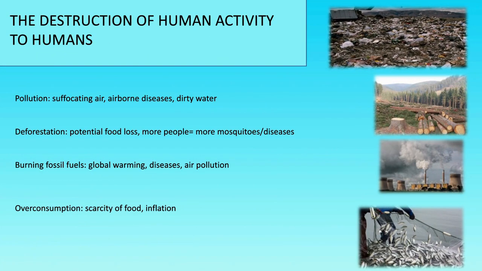What about the destruction of human activity to humans? Well, pollution causes suffocating air, airborne diseases, and dirty water. Deforestation causes potential food loss. More people could mean more mosquitoes spreading diseases. And burning fossil fuels cause global warming, diseases, and air pollution. Overconsumption can cause a scarcity of food and inflation.